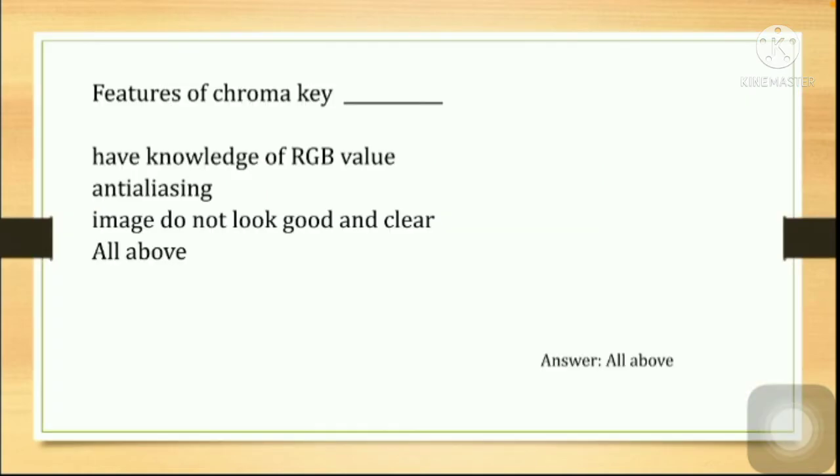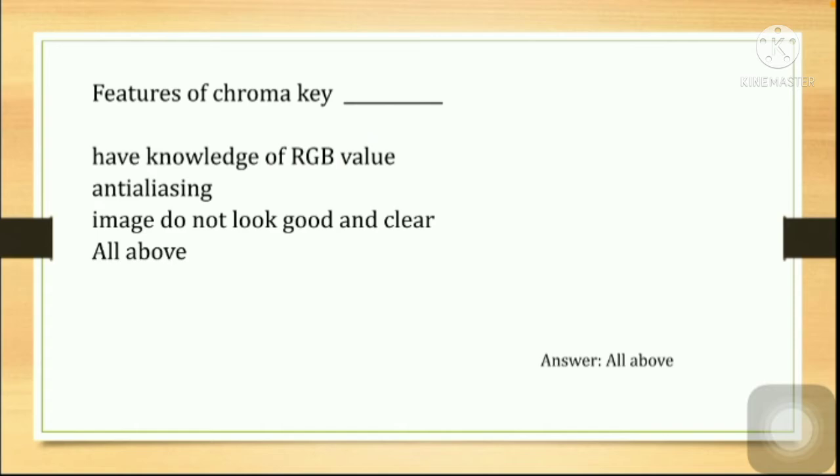First, features of chroma key. First, what is the chroma key? Chroma key is the special pixel value which is transparent. It is used whenever two images are composed together. While composing, the transparent pixel, that is the chroma key, reveals the other image in its place. Okay, so this is the chroma key.